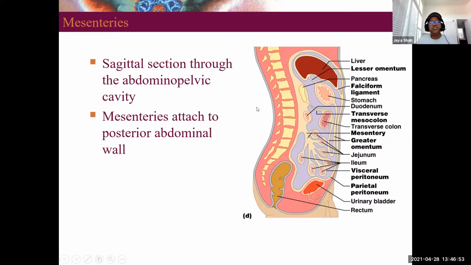This is the sagittal section through the abdominopelvic cavity and so the mesentery wall. So you see here, this is the lesser omentum here. Falciform ligament from the liver, transverse mesocolon, greater omentum from the greater curvature of the stomach. This one. You see how big this is. And then visceral peritoneum in other places. You don't need to remember these peritoneal structures because this is complex and you will not be asked in the exam.